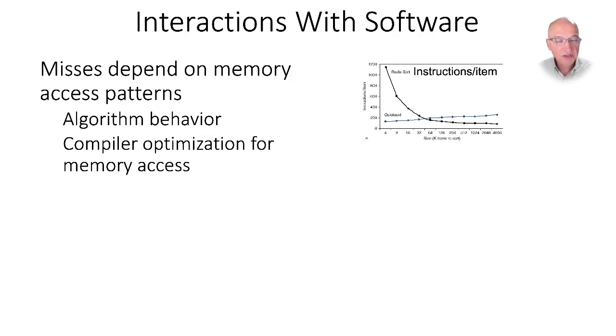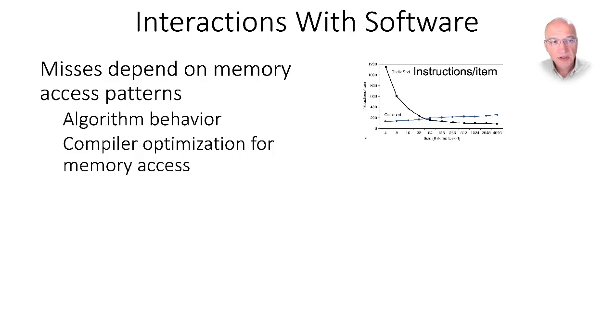The other observation is the interaction with the software. The misses depend on the memory access patterns. So when you write code, you may try to write code in such a way that you increase locality, so that you reduce the probability of misses. Compilers, when they generate code, also generate code in such a way as to increase locality. One of the best things that you can do in a compiler to optimize code is to increase locality. These access patterns will depend on the algorithm behavior, so which algorithm you choose, on the compiler optimization, and on the memory access as well.